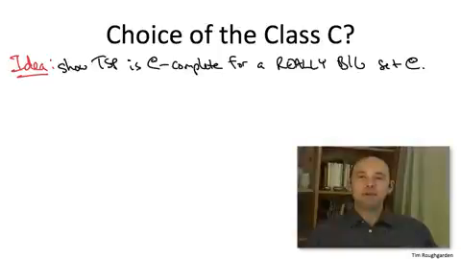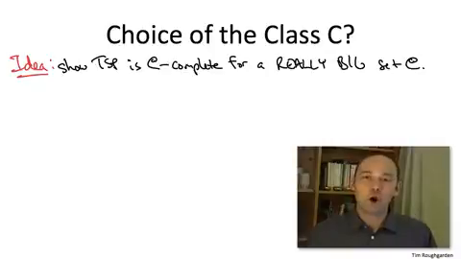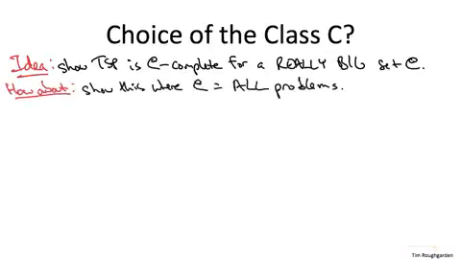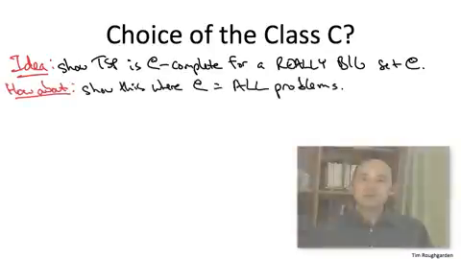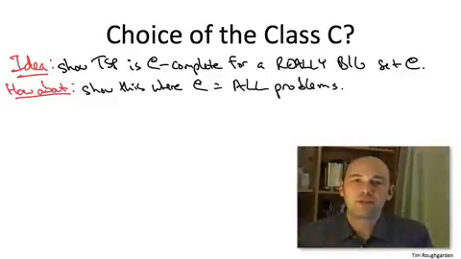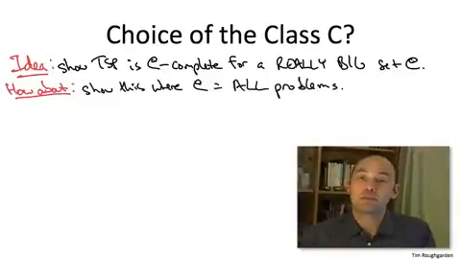Well, why not be ambitious and reach for the stars? Why don't we just show that the traveling salesman problem is the hardest problem in existence? It's C complete, even if we take the set C to be all computational problems. Well, this is a good starting point, but it turns out this is too ambitious. We're not going to be able to prove this fact.